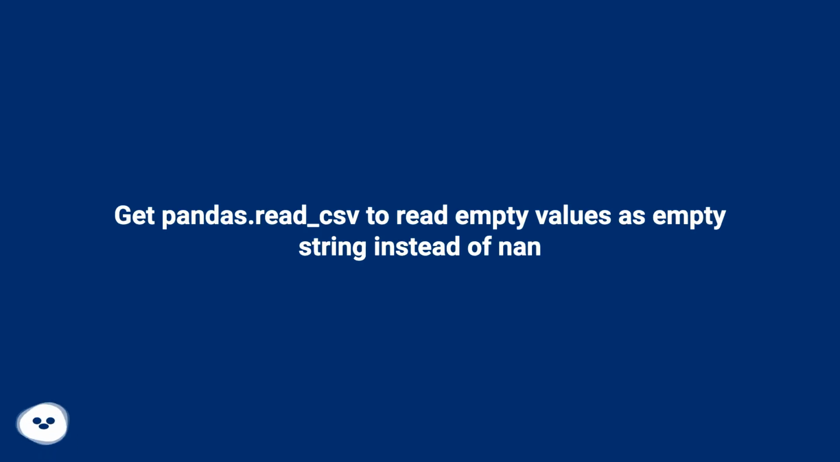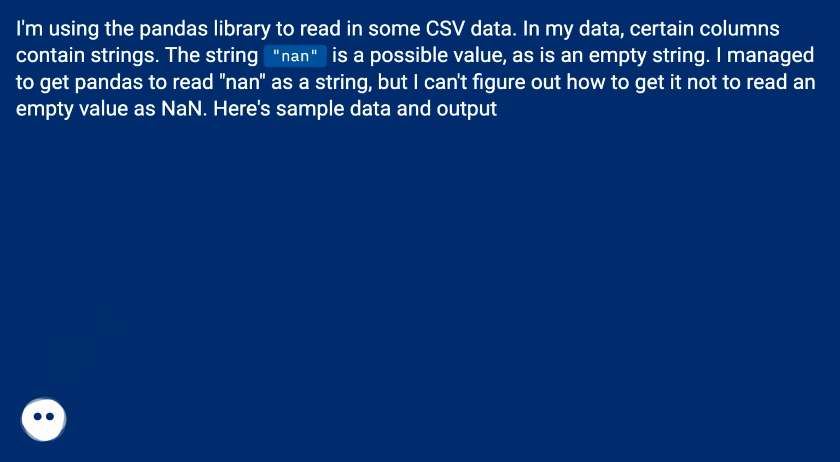Get pandas.read_csv to read empty values as empty string instead of NaN. I'm using the pandas library to read in some CSV data. In my data, certain columns contain strings. The string "nan" is a possible value, as is an empty string. I managed to get pandas to read "nan" as a string, but I can't figure out how to get it not to read an empty value as NaN.